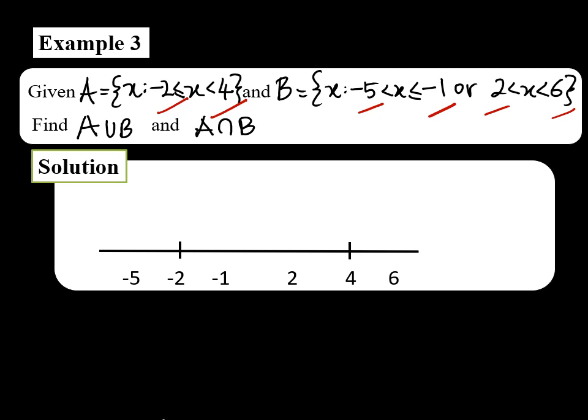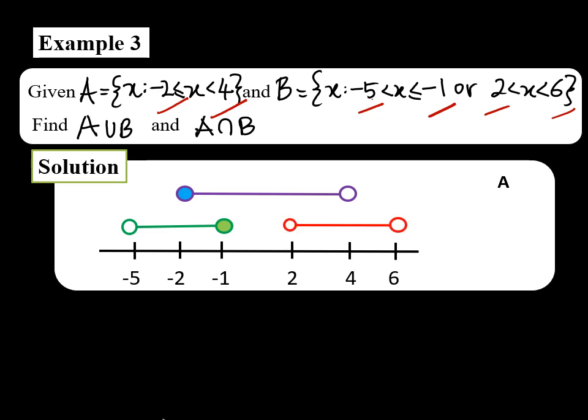For A, what is A? A is in between negative 2 to 4. Negative 2 has an equal sign, which means it's included. 4 has no equal sign, which means it's an empty dot. This is for set A. Now set B. For set B, we have negative 5 to negative 1. Negative 5 is not included, empty, and negative 1 is included, so a dense dot. Another set is 2 to 6. Both are not included, so empty dots for both.